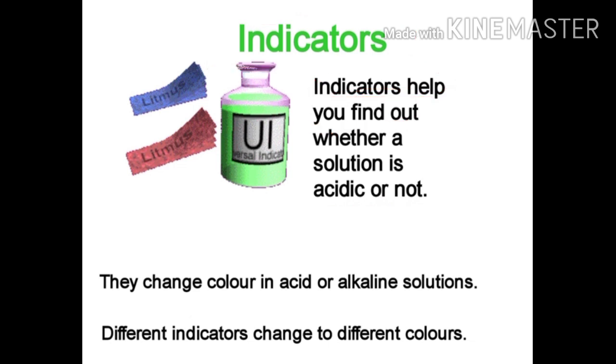There are many indicators, various types of indicators. There are acidic indicators, basic indicators, as well as some universal indicators. There are some natural indicators also that we are going to discuss in detail in the upcoming video. And we will conclude this session today.